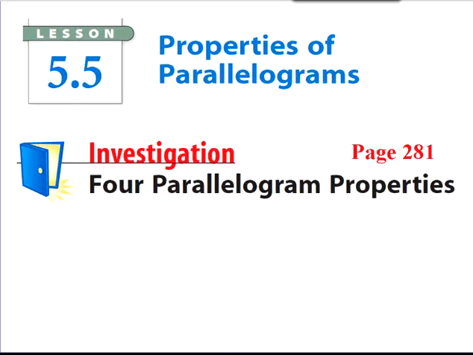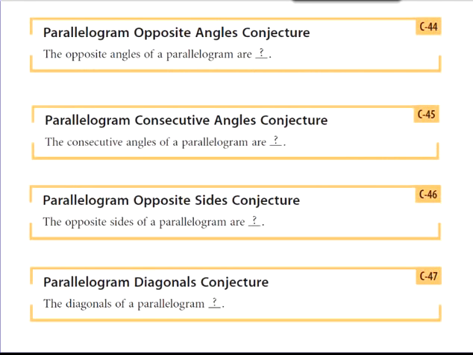Okay, so lesson 5 is on properties of parallelograms. You completed your investigation, and so we need to go over some of the conjectures that you had. The first one, opposite angles of a parallelogram. What did you find out about those after completing your investigation? Opposite angles of a parallelogram are congruent, correct.